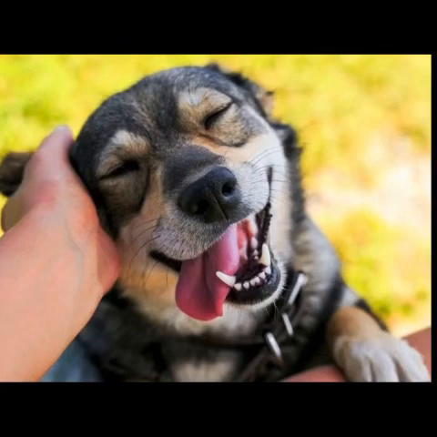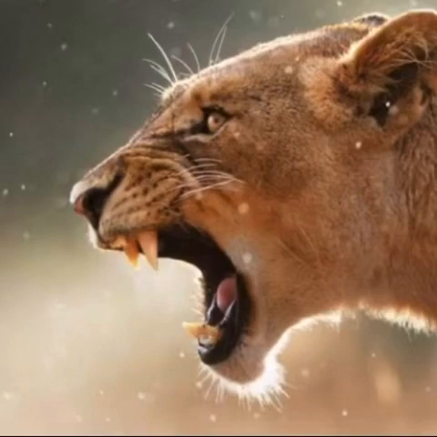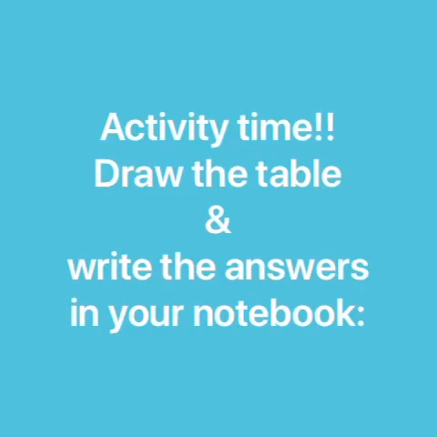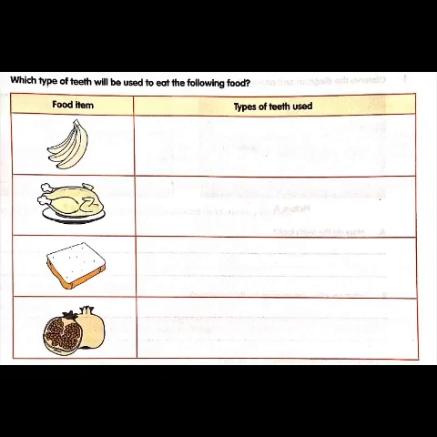But canines are mostly used for tearing hard food, especially non-veg. You must have seen in most of the animals canines are very sharp because they eat non-veg. So canines are used for tearing hard food. So now children, it's activity time. Once again, draw the following table in your notebook and write the answers. You can see the table. You have to draw this table. Instead of drawing the pictures, you can write the names of the food items shown.